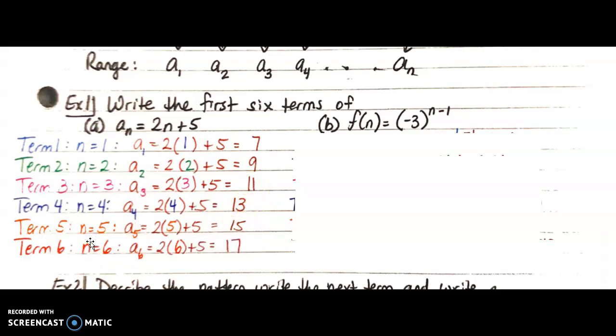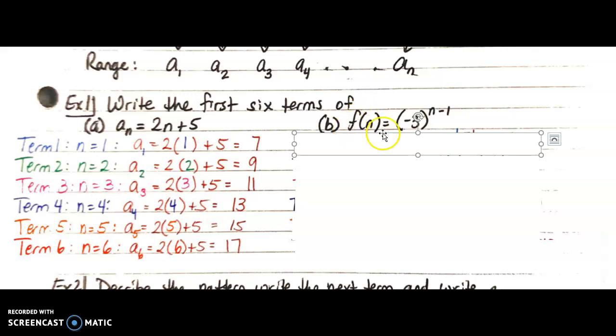And of course, for the sixth term of the sequence, n equals 6. A sub 6 is equal to 2 times 6 plus 5, which equals 17. So these are the first 6 terms of our sequence that is defined by a sub n is equal to 2 times n plus 5.